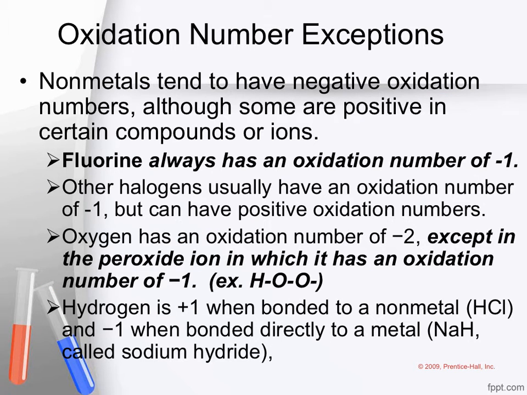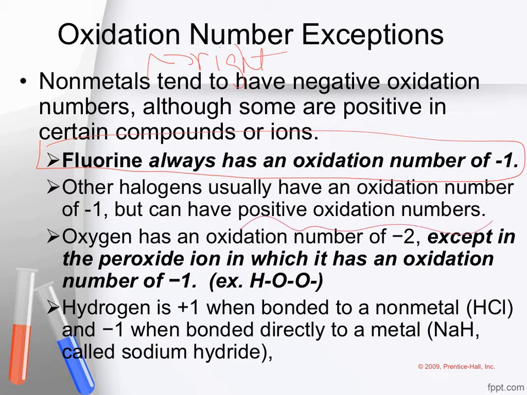All right, so these are just some trends. The next one is kind of a trend. Nonmetals, remember those are the ones to the right of the stair step on the periodic table, tend to have negative oxidation numbers. Not always, though. You will actually see cases when halides have positive oxidation numbers. One thing that you can count on is if you have a fluorine in a compound, it always has an oxidation number of -1. The rest of the halogens usually have an oxidation number of -1, but as I said a minute ago, they can actually have positive oxidation numbers.